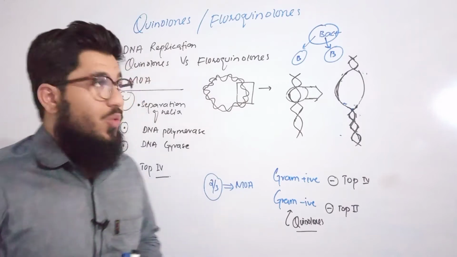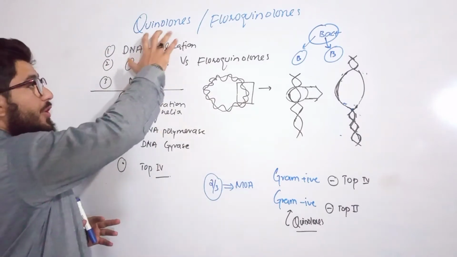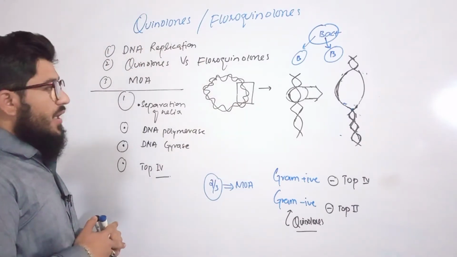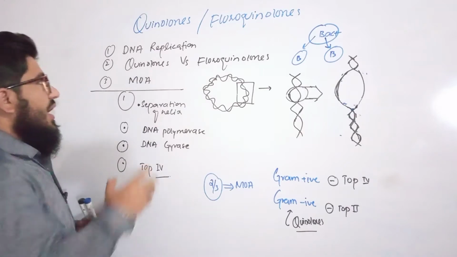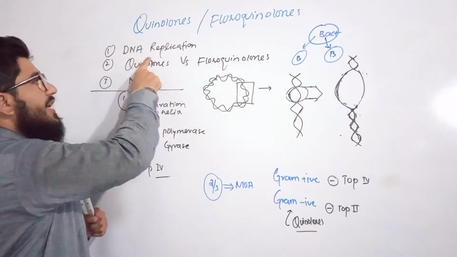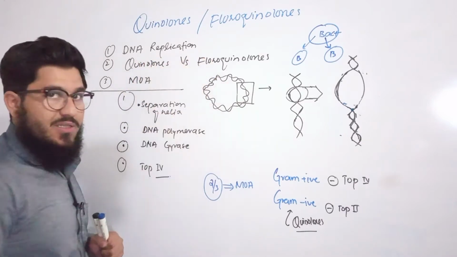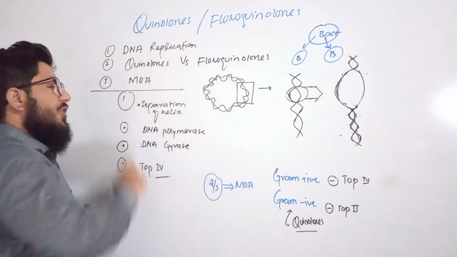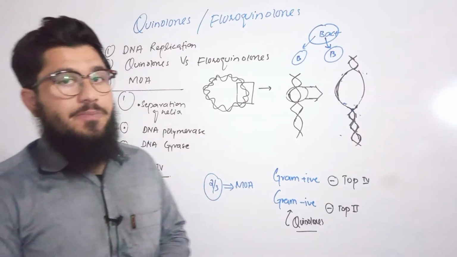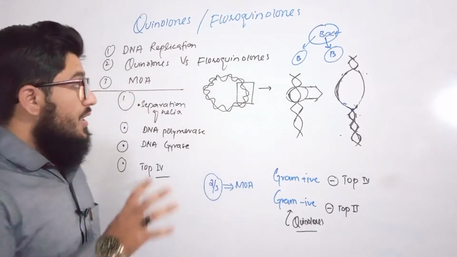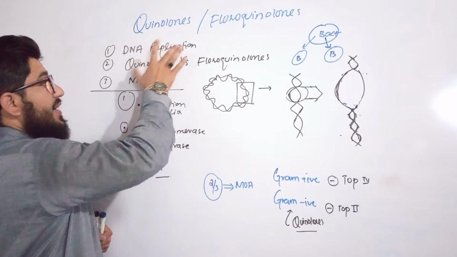In today's tutorial, we'll be discussing the quinolones and fluoroquinolones. The points under discussion are: number one, DNA replication in the bacteria; number two, quinolones and fluoroquinolones, their difference; and in the third point, we'll be talking about the mechanism of action of the quinolones and fluoroquinolones. Let's start our discussion from the very first point, DNA replication.